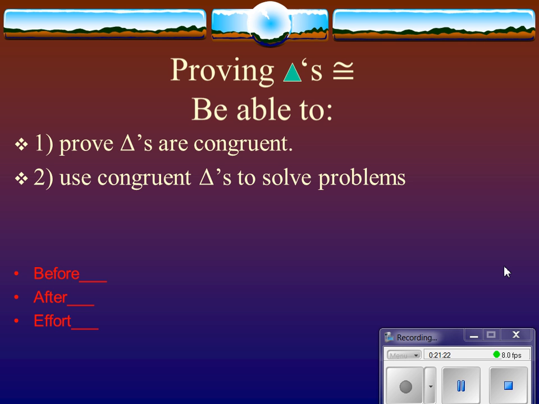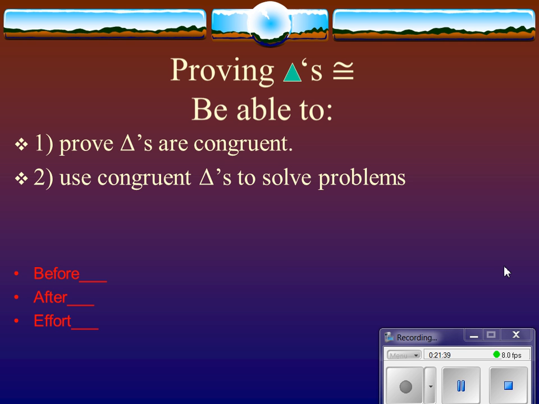All right, what we're going to cover today: proving triangles are congruent and using congruent triangles to solve problems. We've got to hurry because we have a lot to cover.